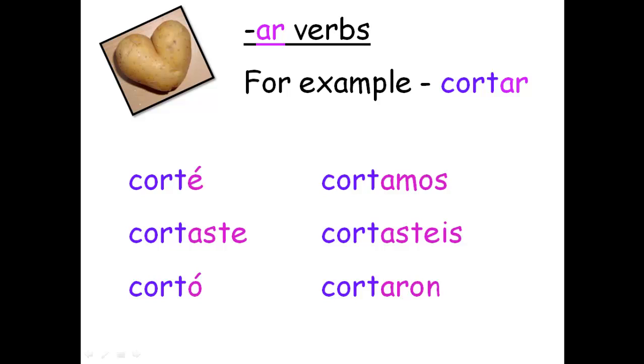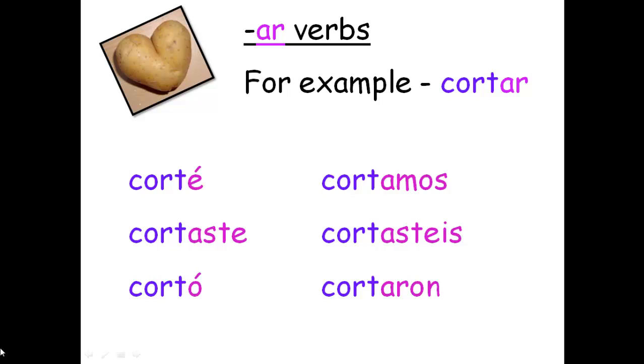This would be a good screen to print off, by the way, so feel free to print this off or copy down these endings or make a note of them somewhere, because for all regular AR verbs, these are the endings that you use. So the process is very, very easy. You cut off the AR, you add é, aste, ó, amos, asteis, aron, depending on who's doing the action.